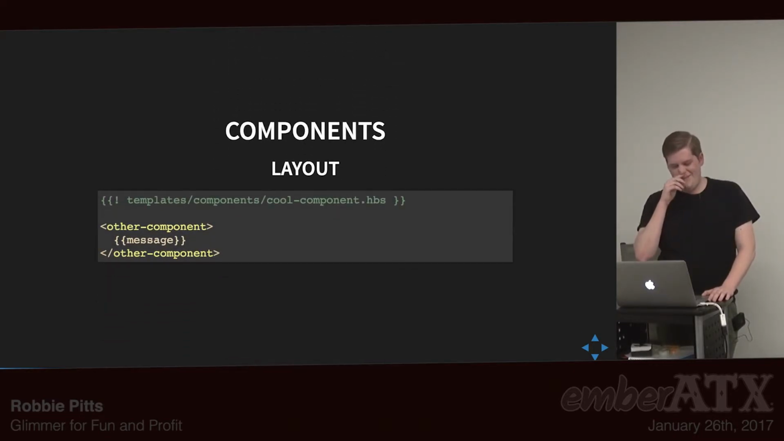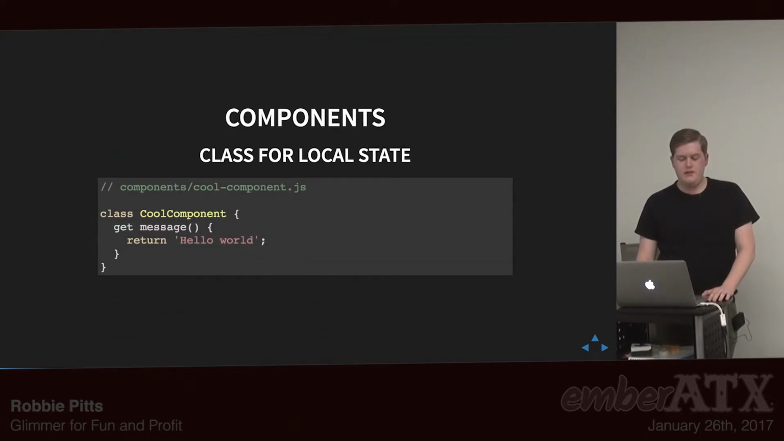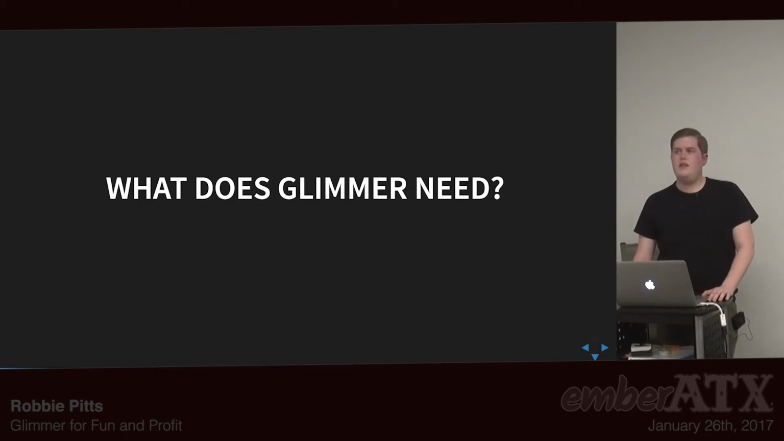So we just saw this. Here's a component layout, cool component, and then inside it is other component with a local variable called message. And then here's our component class that goes with that layout. And we have a getter here, message, which you just saw, and it's just returning hello world.